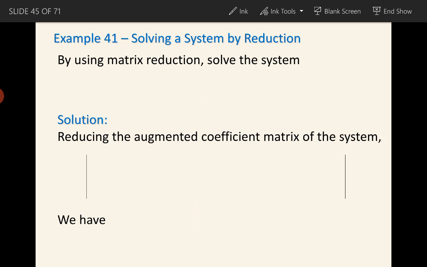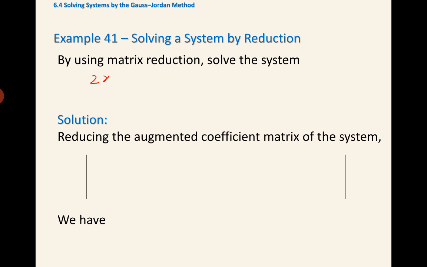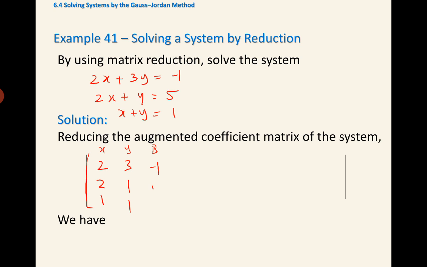The given equations are 2x plus 3y is equal to -1, 2x plus y is equal to 5, and x plus y is equal to 1. So the matrix will have the column for x: 2, 2, 1, the column for y: 3, 1, 1, and the right side b: -1, 5, 1, isn't it? Now we have to reduce it.